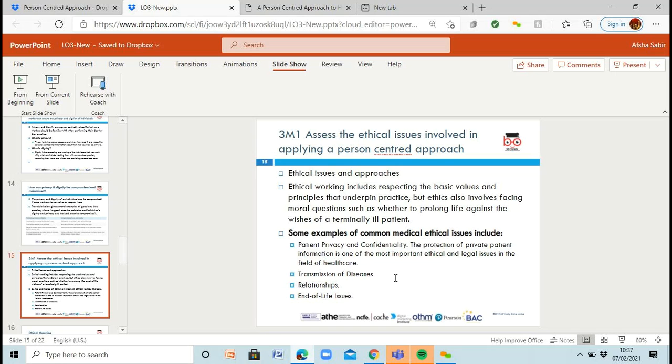So there can be lots of ethical issues within here. There can be things about ethical working. When we're doing ethical working, it's about respecting the basic values and principles that are within the practice. But ethics do have moral questions about them. So there are some things that are morally questionable when you're trying to be ethical. So things like patient privacy and confidentiality, you know, who gets what information, who should you share it with, who should even know about things. Transmission of diseases, relationships, end-of-life issues.